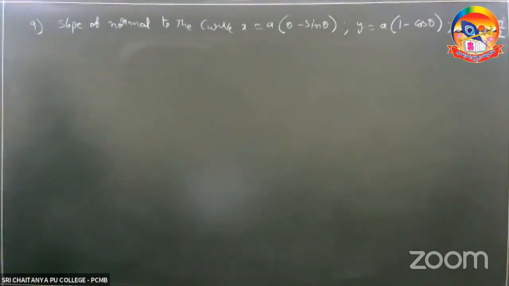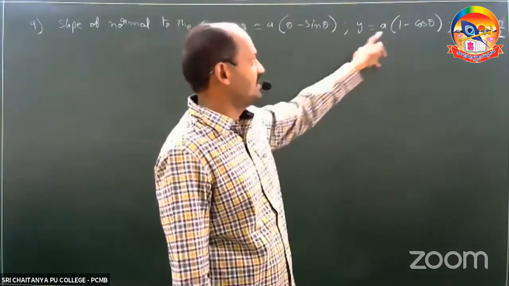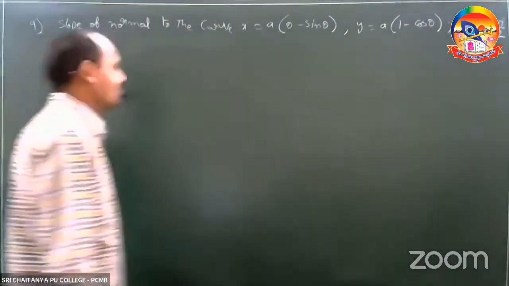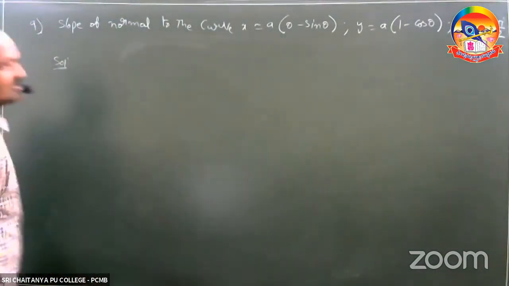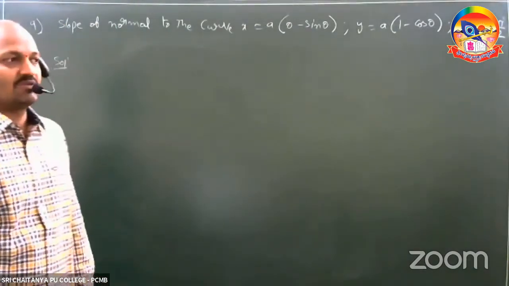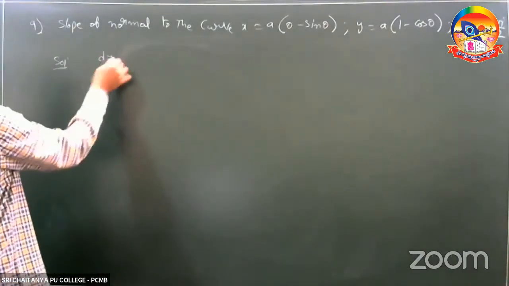The slope of normal to the curve x is equal to a into theta minus sin theta, y is equal to a into 1 minus cos theta at theta is equal to pi by 2. Slope of normal. Find slope of tangent. First to find dy by dx. Then normal means perpendicular slope. Okay?